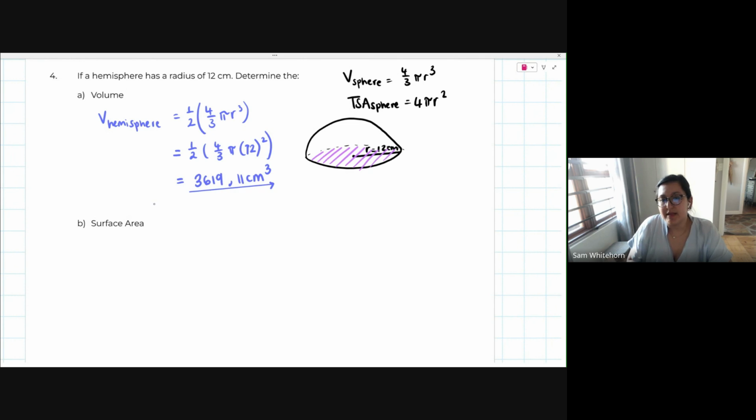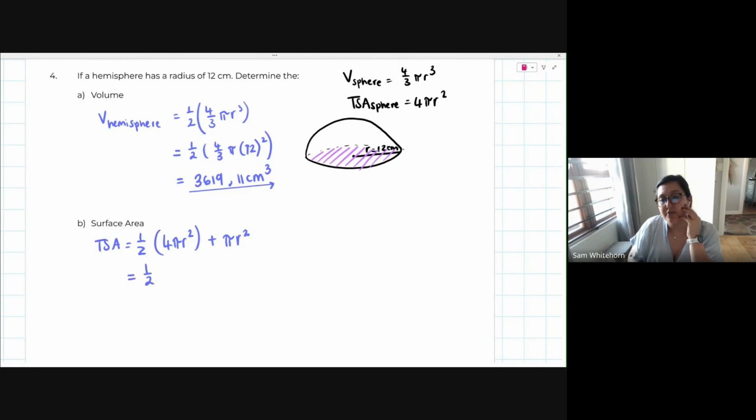Now, when we get to the total surface area, we need to consider that curved surface as well as the circular base. So we are going to have to work out the area of the sphere surface, but then we are going to have to halve it so that we just get 1/2 of that curve. And then we're also going to have to add the area of the circular base. Again, you can do it all in one step, or step by step if you want to. It is entirely up to you.